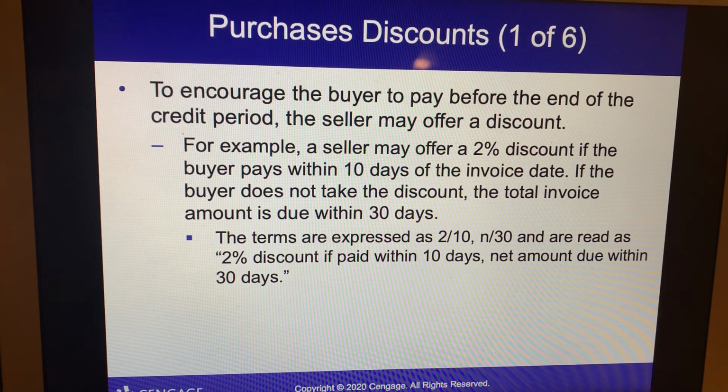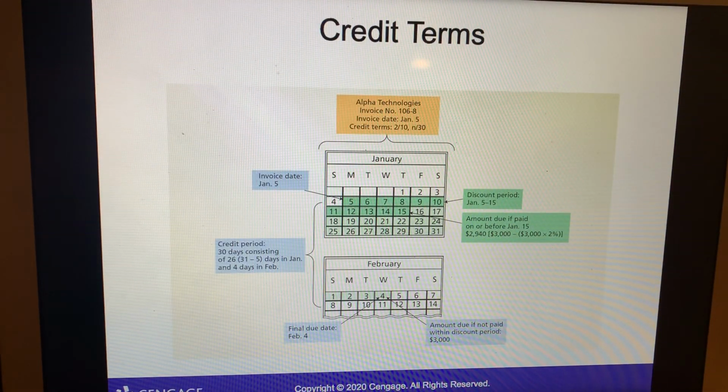So I kind of explained that earlier. Credit terms, here's just an example of it. You can take a look at that in more detail in your book, but it's the invoice date, and if it's paid within 10 days, you get a 2% discount. It's a pretty good deal, considering 2% on 1,000 would be $20, so $40 on 2,000, so $60 on a $3,000 account.